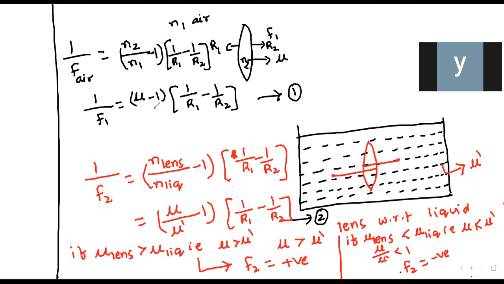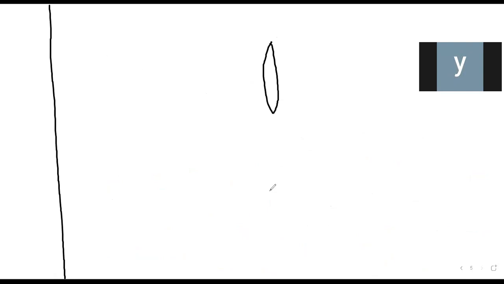Correspondingly, we'll have mu minus 1 and this one. Suppose if they ask like this on the lens maker's formula, they may ask like this. Now, what happened is that I am having a lens, either it is convex lens or concave lens, anything.